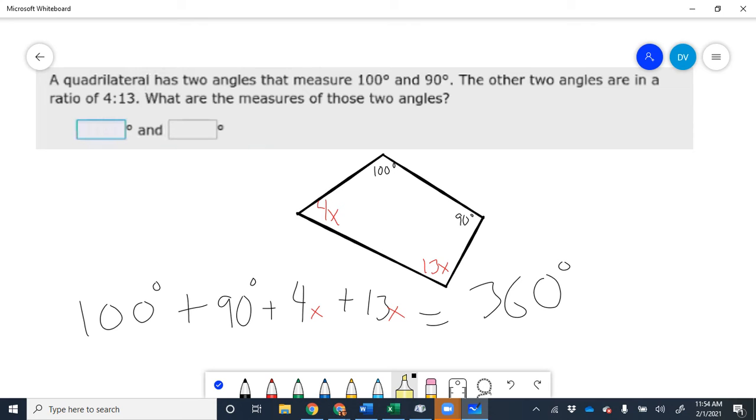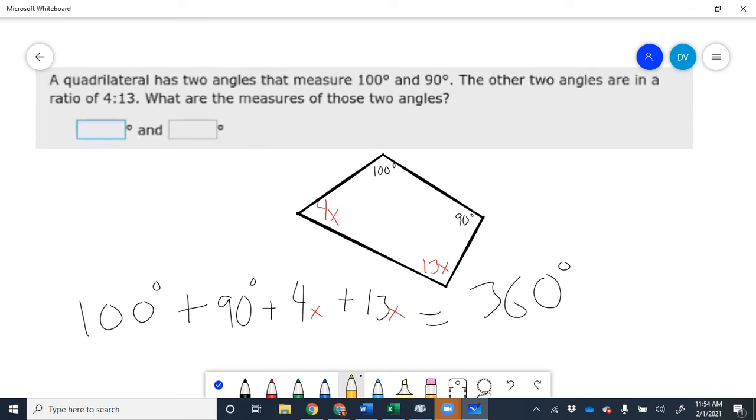But anyway, the reason that this adds up to 360 is because, no matter how you break this down, we could split it up into 2 triangles, couldn't we? That's not perfect, but right. And we know that this triangle is 180 degrees, and this triangle is 180 degrees. If you add up 180 and another 180, you're going to get 360.